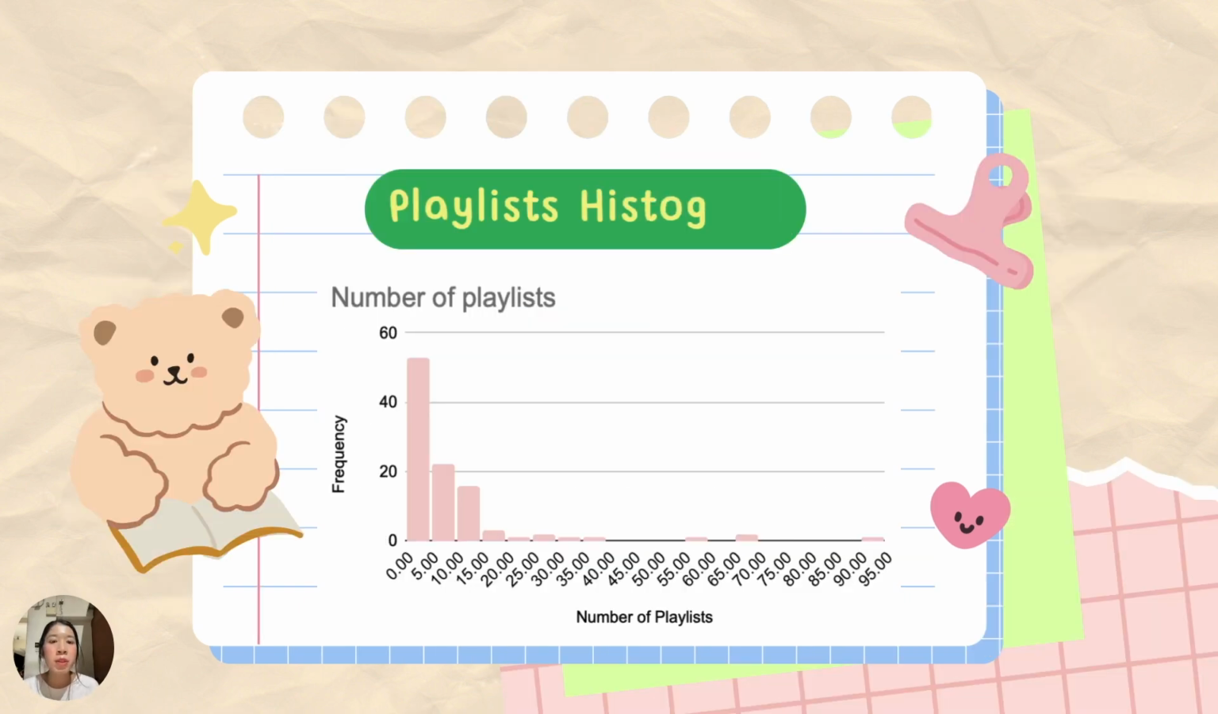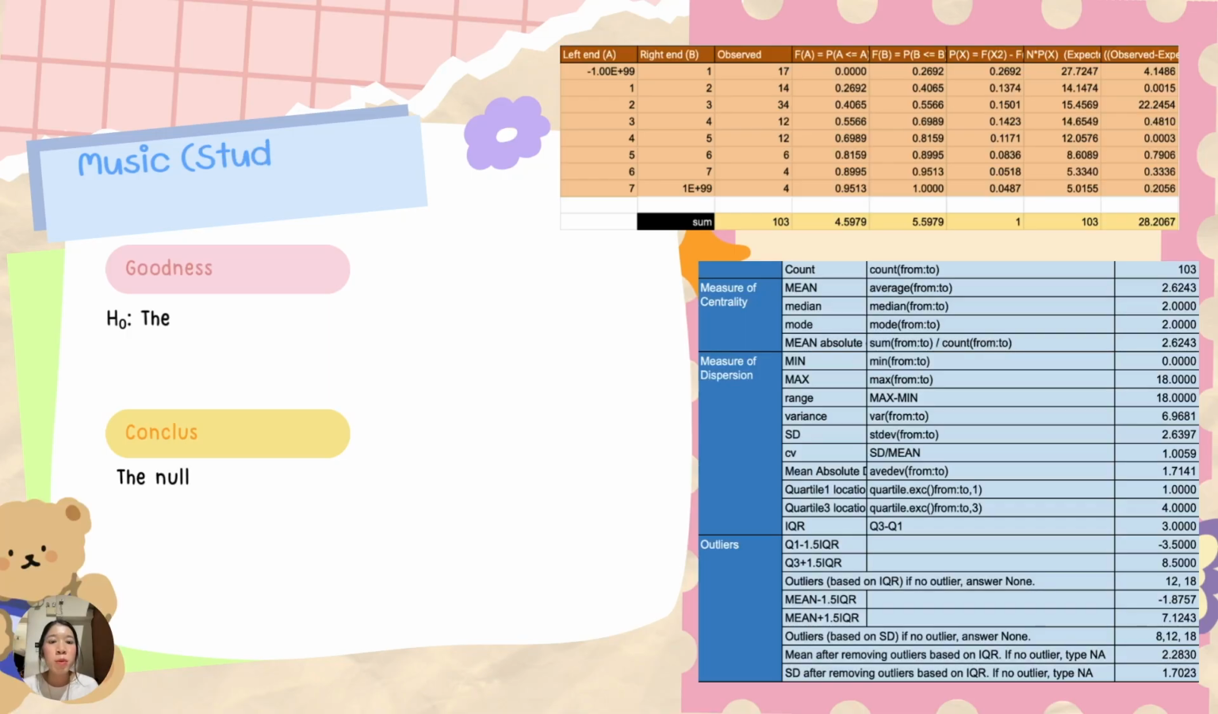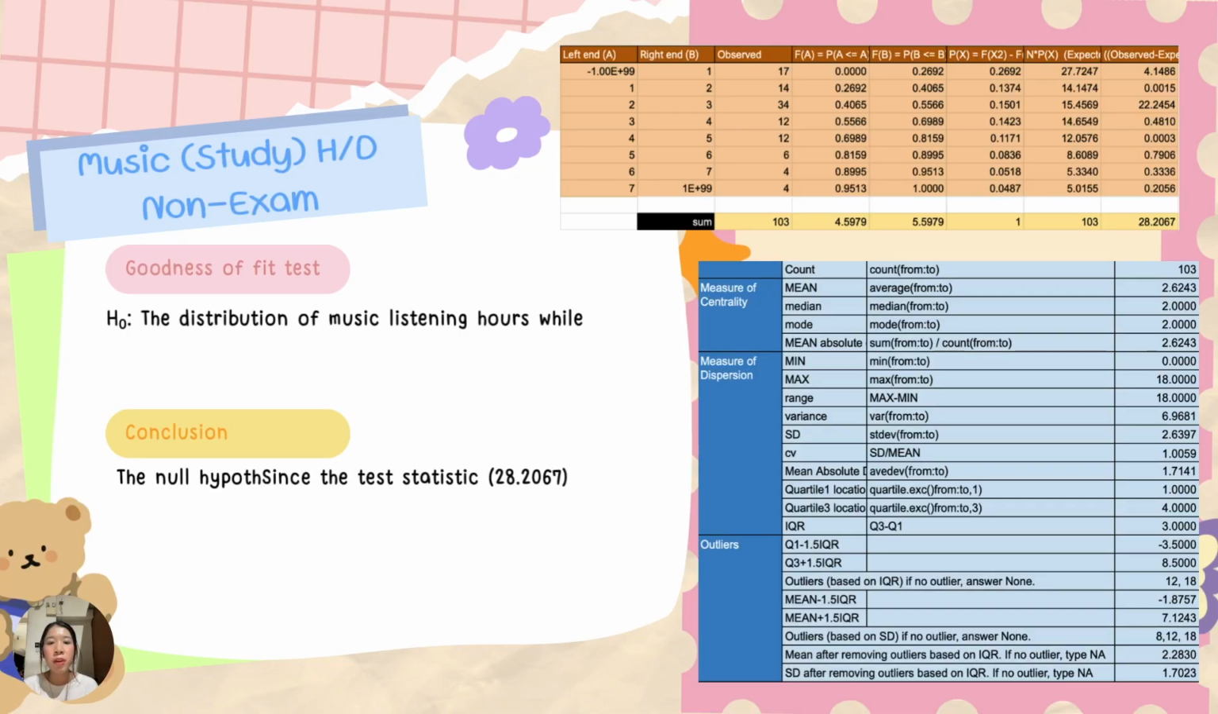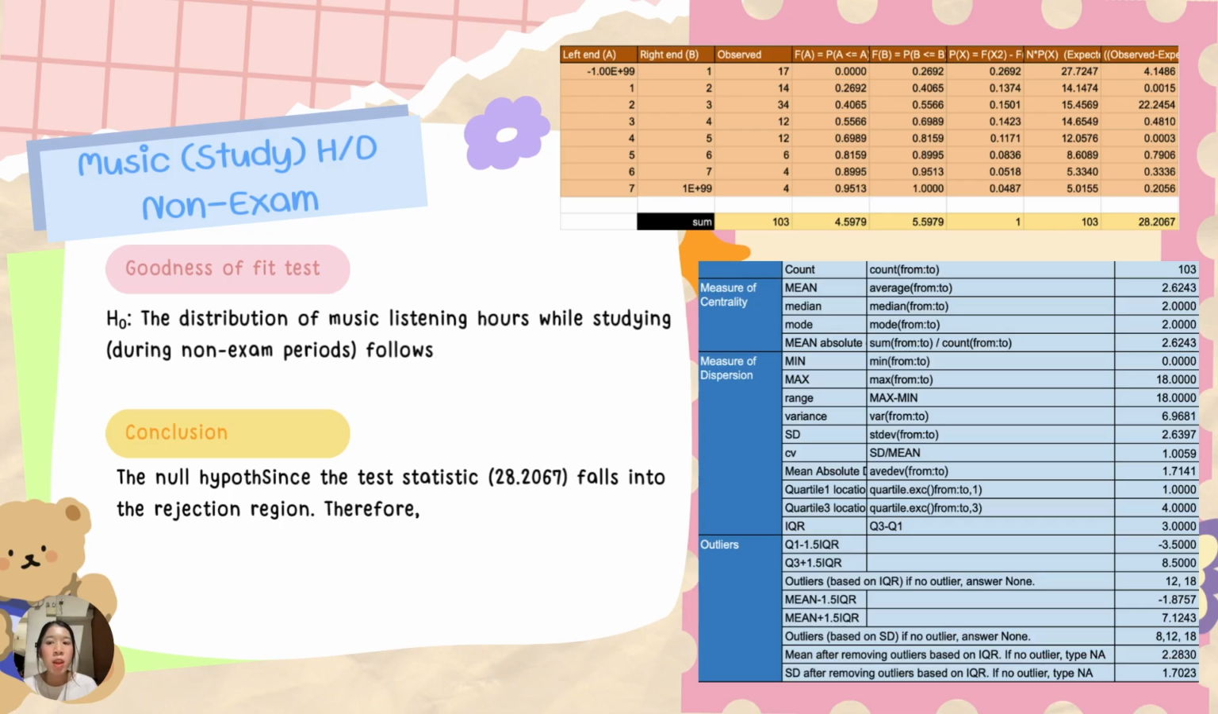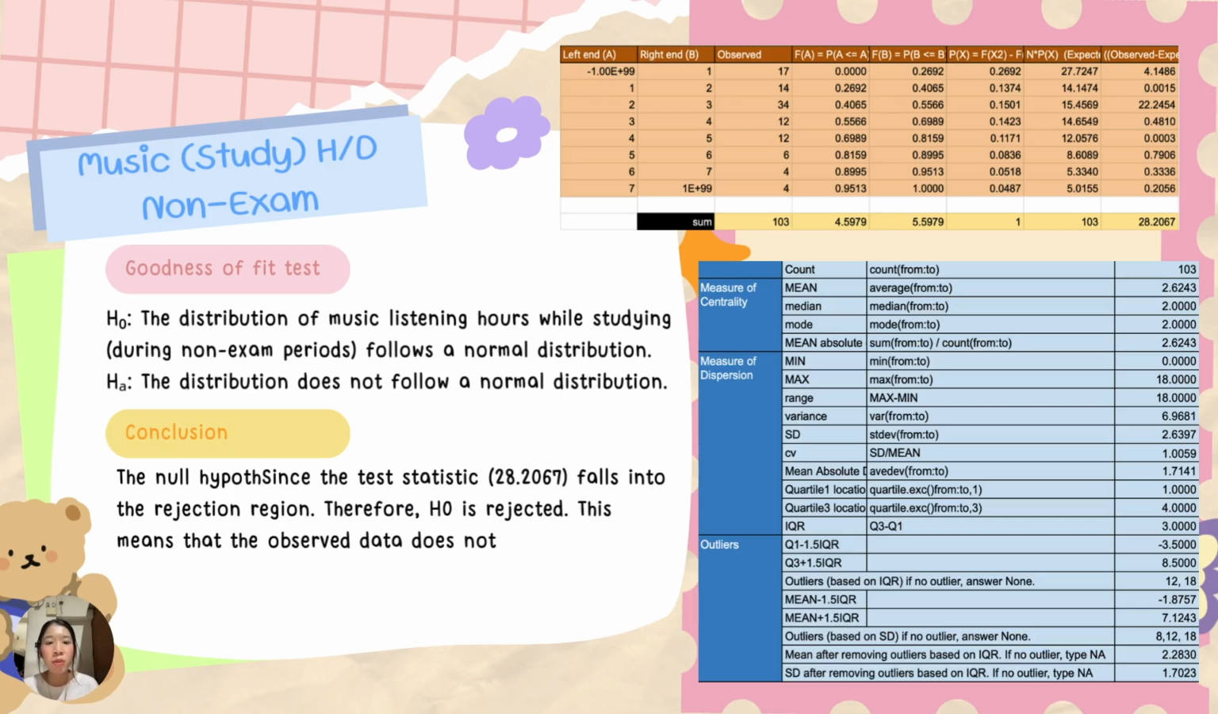So, we have a histogram for the number of playlists. This graph shows how many students have different numbers of playlists. Let's move on to the music listening hours while studying during non-exam periods. We're using the goodness of fit test again to see if this data follows a normal distribution. The null hypothesis H0 assumes normality, while the alternative hypothesis H1 suggests otherwise. The test statistic is 28.2067, which falls into the rejection region, so we reject the null hypothesis.